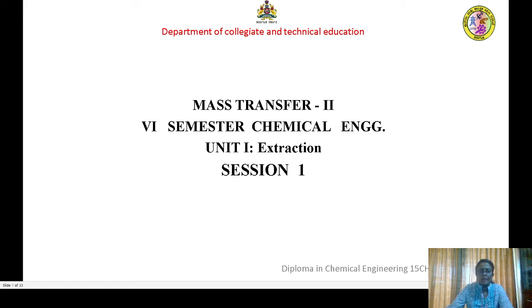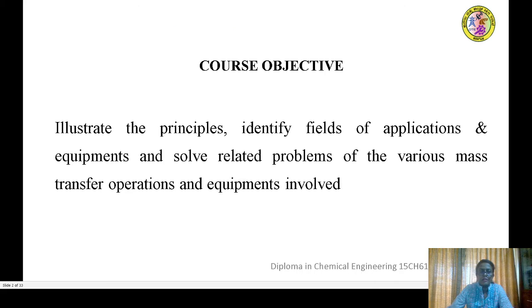To teach you a course on mass transfer II, a sixth semester chemical engineering subject under the Diploma in Chemical Engineering program. So today we have to talk about the first unit of the course mass transfer II, which is titled extraction. Today is the first session of extraction.